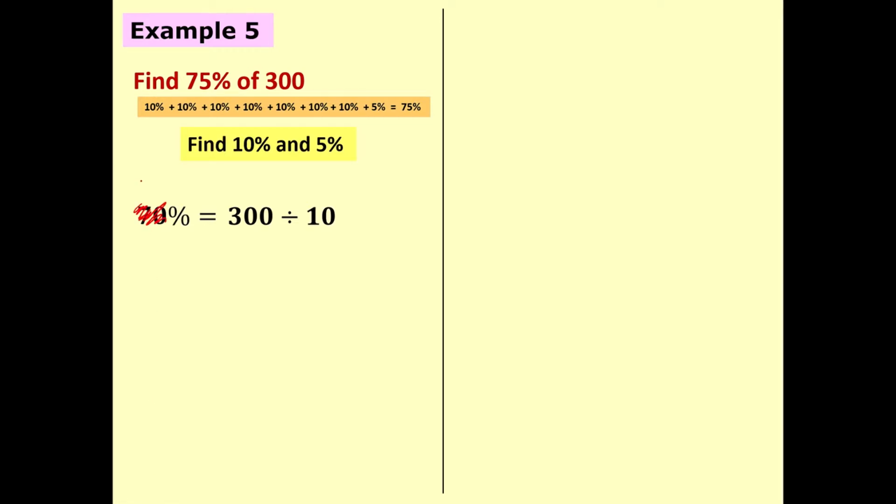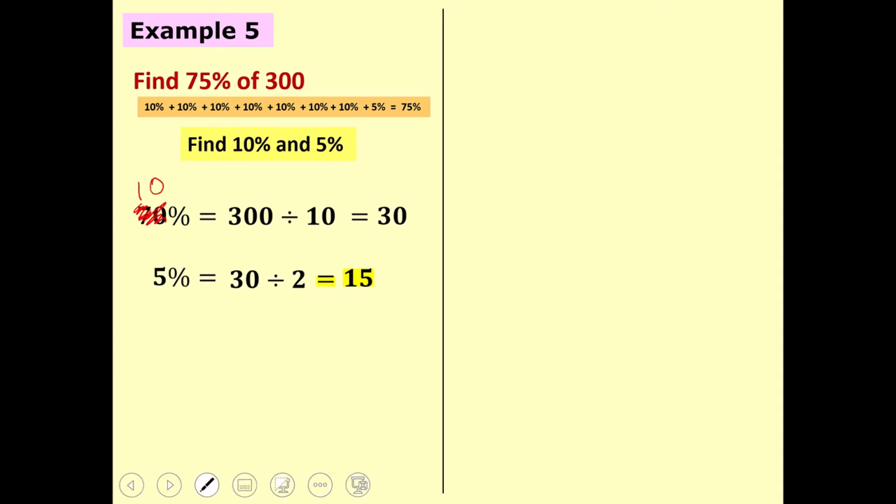Let's change that. So 10% equals 300 divided by 10 to give you 30. Then 5% is half of your 10%, so 30 divided by 2 to give you 15. And then we are going to calculate 70% by combining 7 lots of 10% all together, just to make that final calculation a little bit easier.